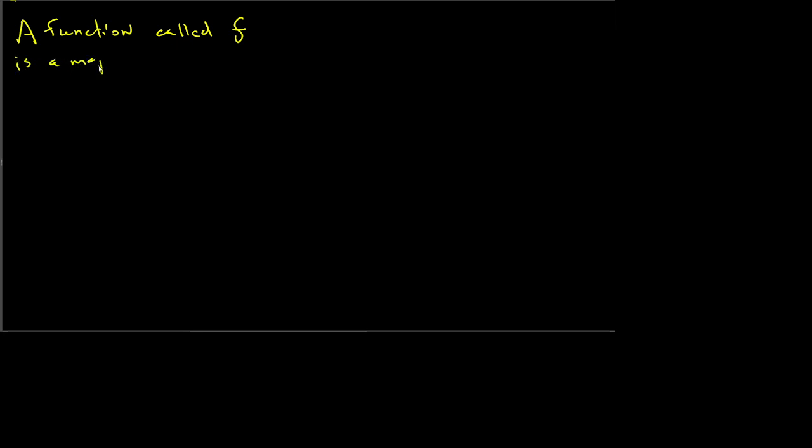Is a mapping for each element in a set D to one element in a set R. Now, mathematics is a game of sets, and the function ends up being the rule. So we have a couple different ways to describe this type of mapping.